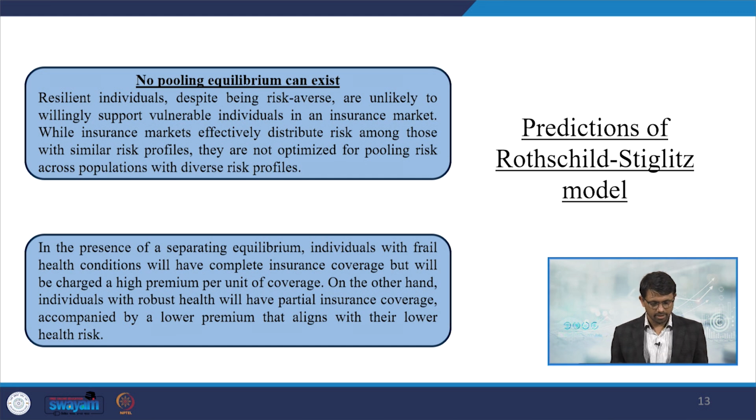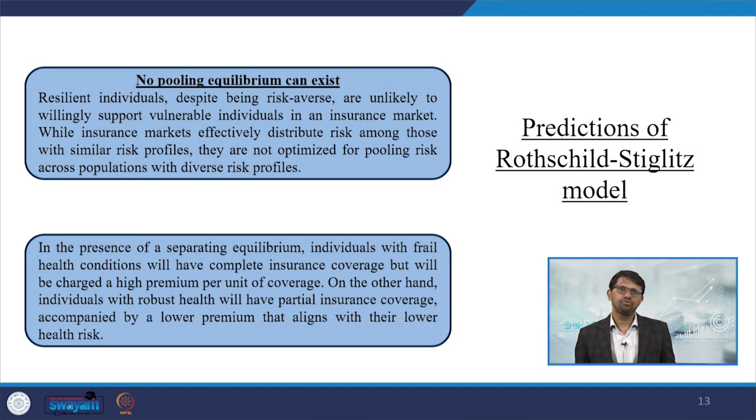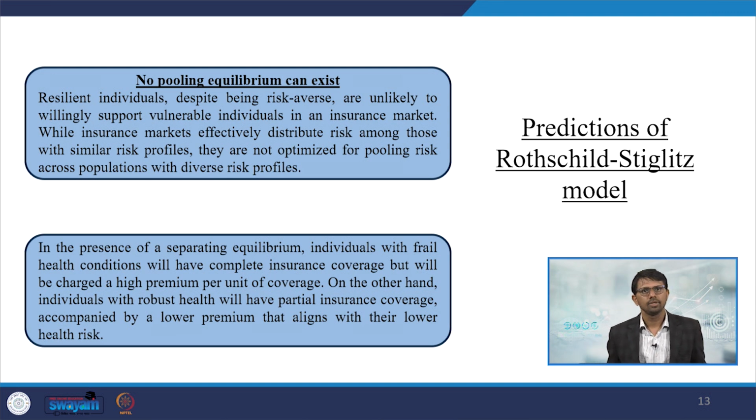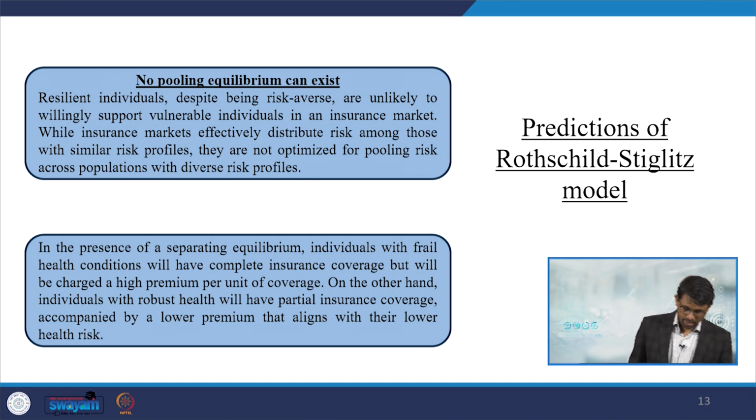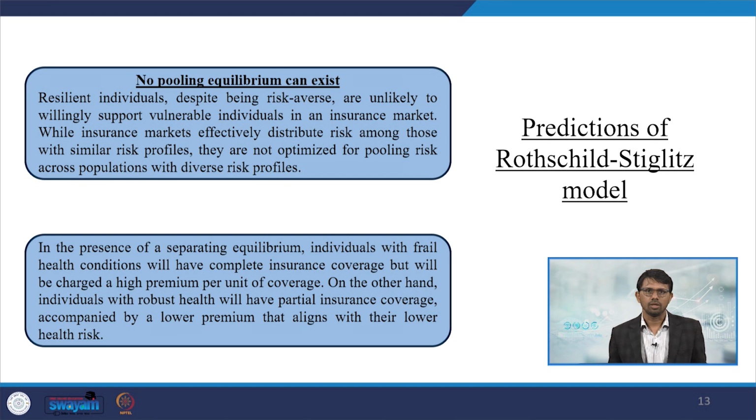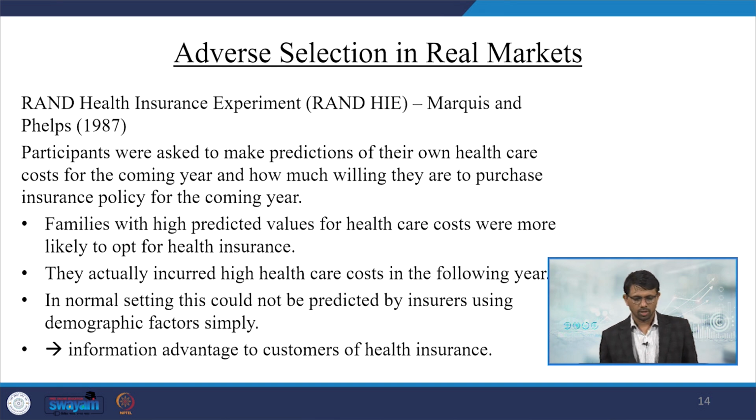Whereas in the presence of a separating equilibrium, individuals with frail health conditions will have complete insurance coverage, but will be charged a high premium per unit of coverage. On the other hand, individuals with robust health will have partial insurance coverage accompanied by a lower premium that aligns with their lower health risk. So, these are the predictions given by the model.